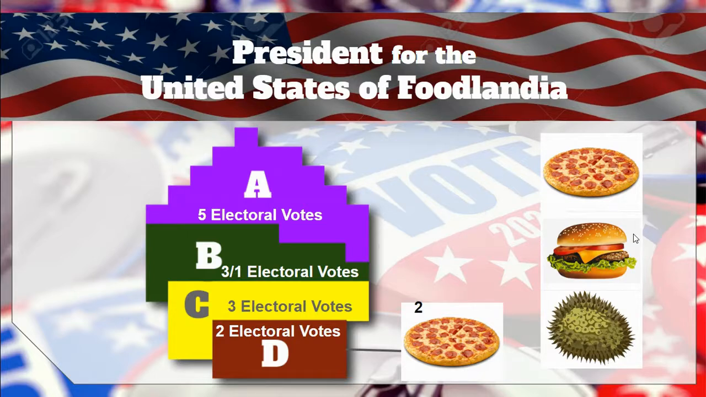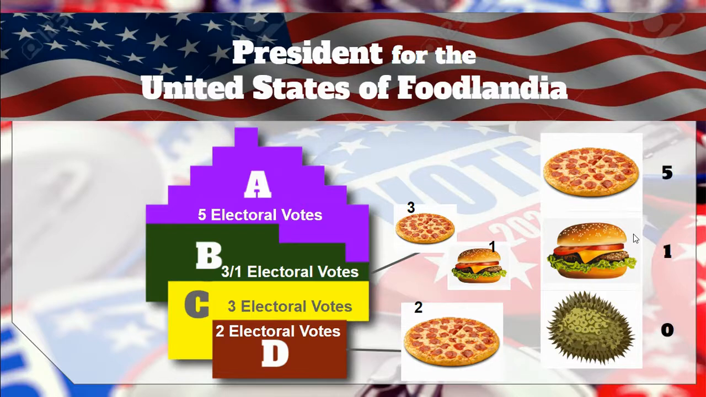Now, keep in mind the state of B does things a little bit differently. The runner up, in this case Burger, gets 1 electoral vote. Those other 3 go to Pizza. So Pizza did not get all of them, and I'm sure they would have loved to have picked up 4 votes there and had a 6-0 lead. But because of that vote total, this is where we're at right now. Pizza with 5 electoral votes, Burger with 1, and Durian with 0.